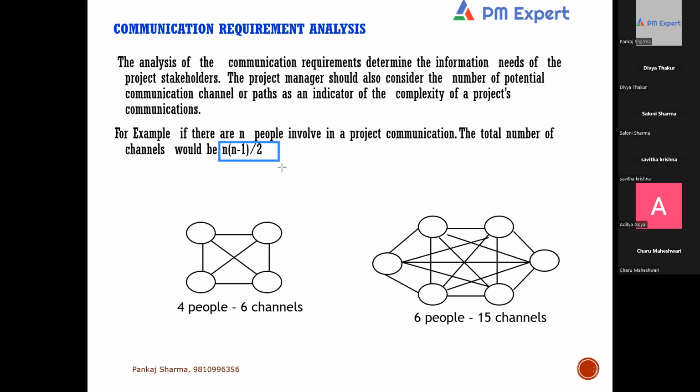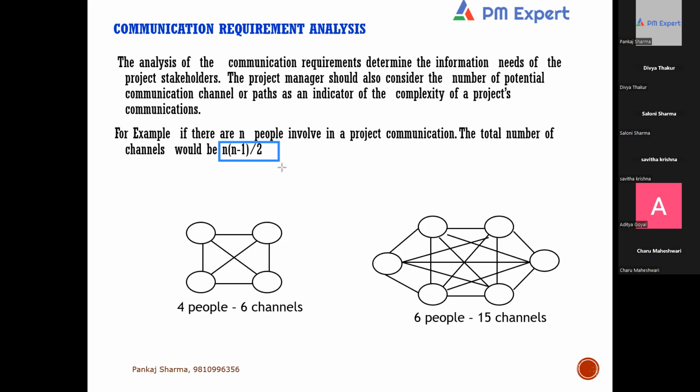Now, if I ask you a question: you have 7 people in your team. How many communication channels will be there? 21. 7 into 6 by 2, 21. You have made just one mistake. If I say you have 7 people, so the total number of people is 8 or 7? You are the project manager, you should include yourself. Oh, sorry, 8. So 8 into 7 by 2, 28. Questions can come around this.